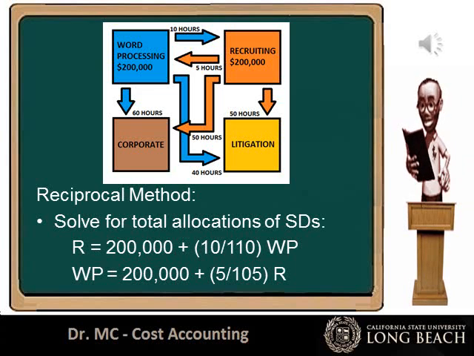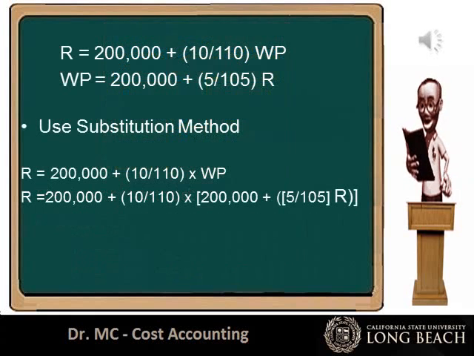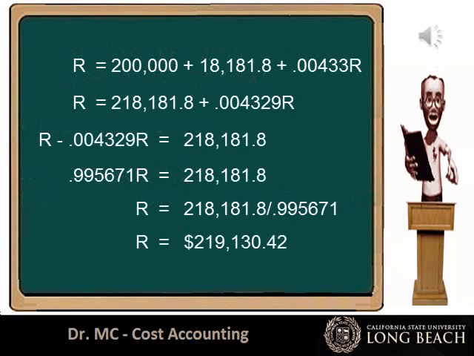Now that you have the 2 formulas, you substitute one of the formulas into the other. In this example, we know that word processing is equal to $200,000 plus R times 5 divided by 105. We can therefore take that formula and substitute it for WP in the first formula. After the substitution, you have a long formula with only one unknown, which is R. You now solve for R. When you solve for R, you get $219,130.42.